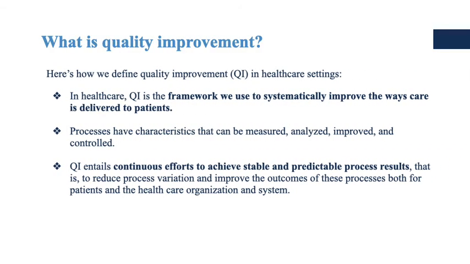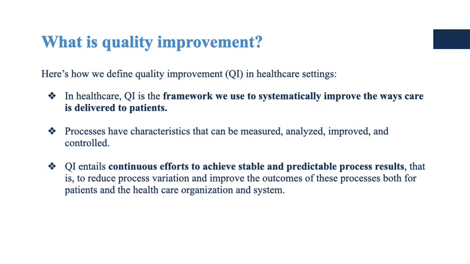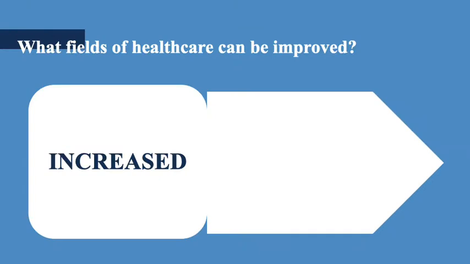Quality improvement in healthcare, QI, is the framework we use to systematically improve the ways care is delivered to patients. Processes have characteristics that can be measured, analyzed, improved, and controlled. QI entails continuous efforts to achieve stable and predictable process results. That is, to reduce process variation and improve the outcomes of these processes, both for patients and the healthcare organization and system.